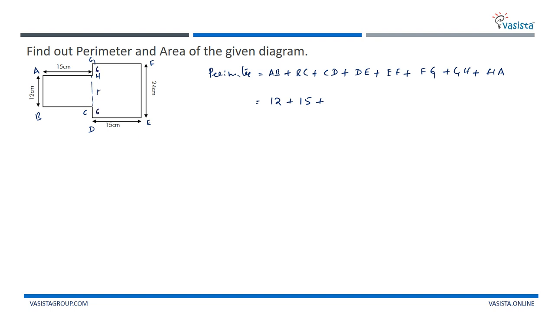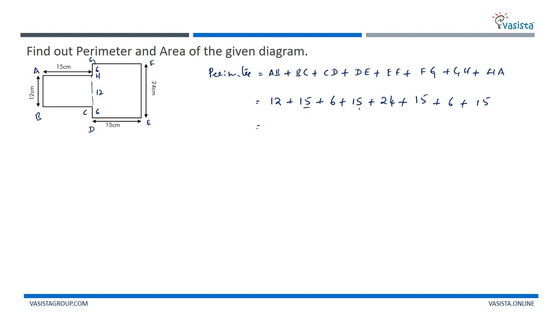This is 12. Right. CD is equal to 6 plus DE is equal to 15 plus EF is equal to 24 plus FG is equal to 15. FG is parallel to DE, right? 15 plus GH is equal to 6 plus HA is equal to 15. Now, add it, you are going to get the perimeter.